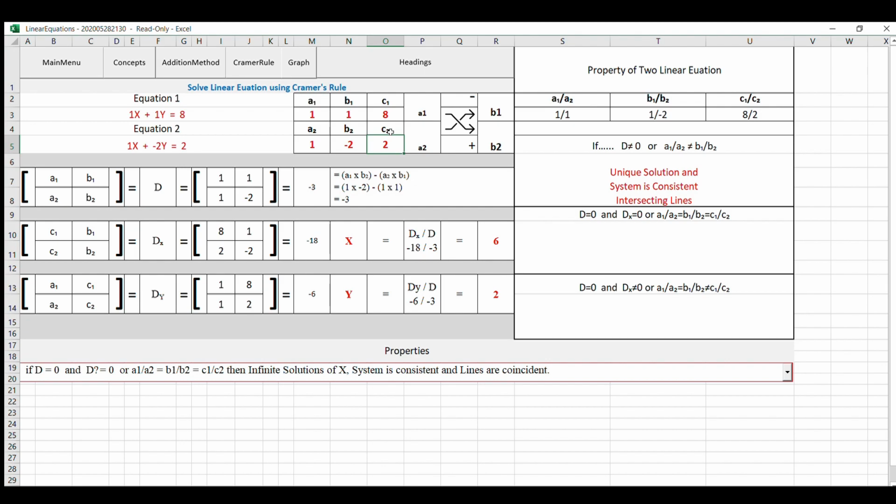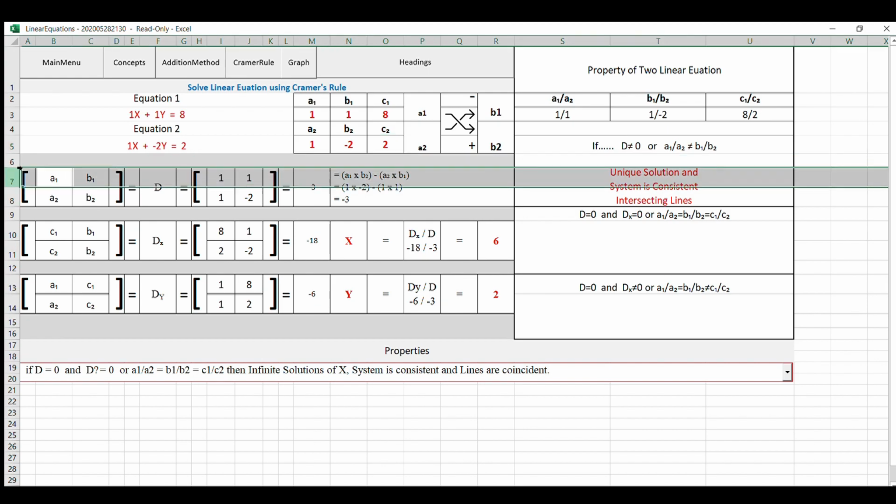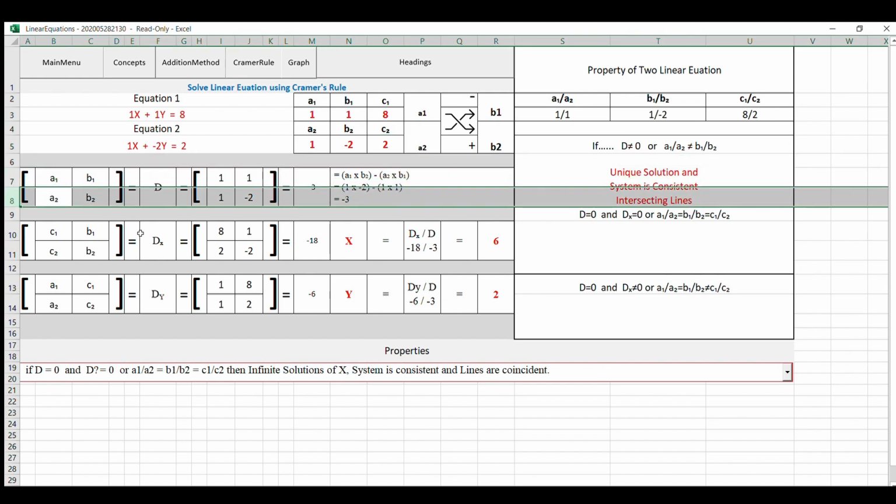So a2, b2, c2 are the coefficients and constant of the second equation, and a1, b1, c1 are the coefficients and constant of the first equation. Okay, once you have done that, then out of these 6 numbers, the 2 by 3 matrix, what you have to do is make a 2 by 2 matrix. Look at lines number 7 and 8.